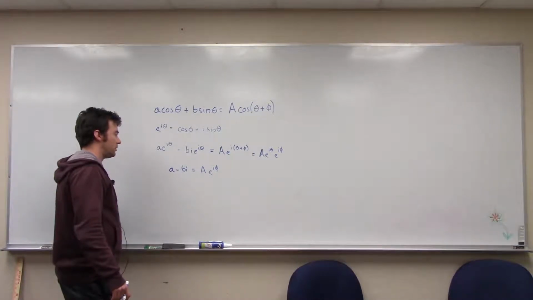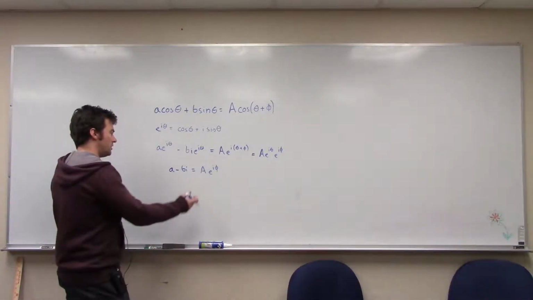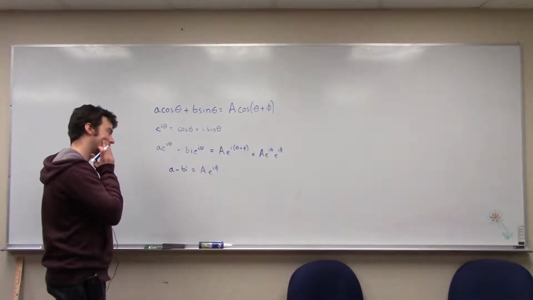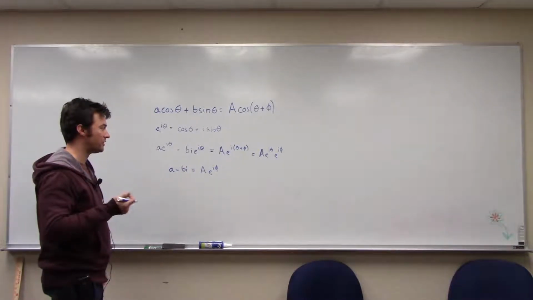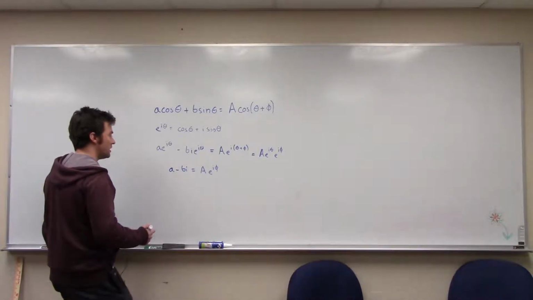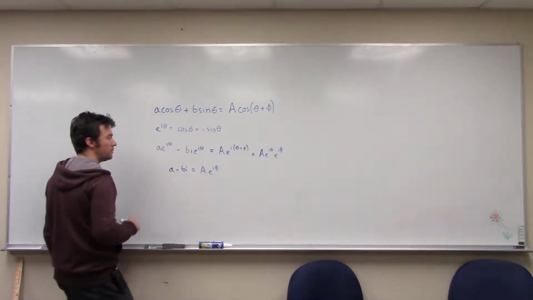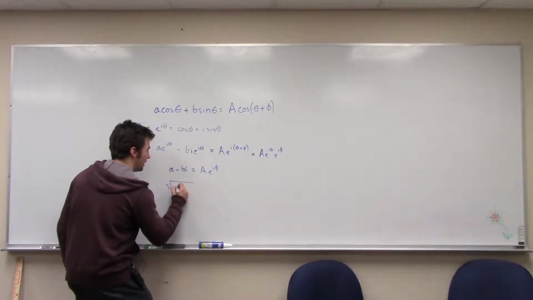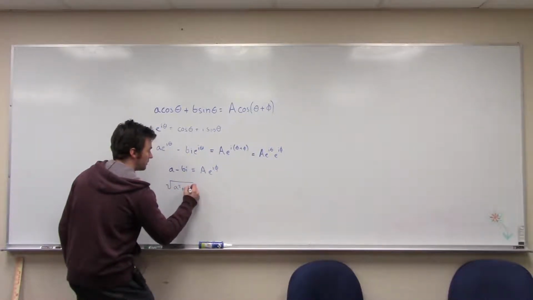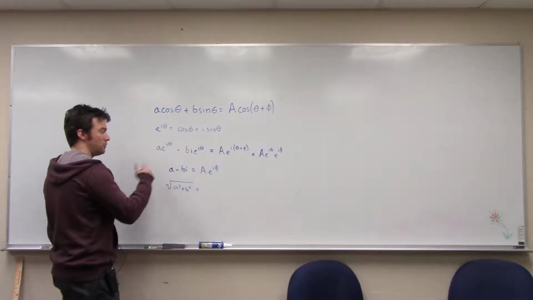All right, so now we need to figure out what A is. Well, let's take the magnitude of both sides. That's actually going to give us a formula for A. The magnitude of both sides. The magnitude of a complex number, a minus bi, is just the square root of a squared plus b squared. What's the magnitude of this right-hand side?